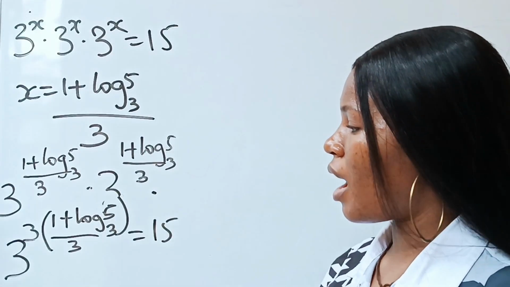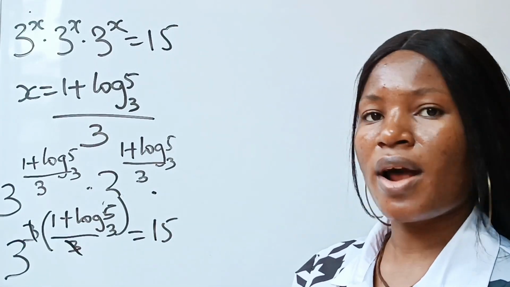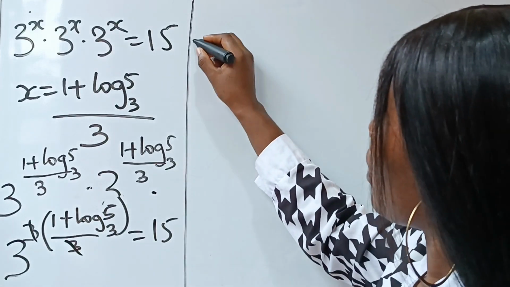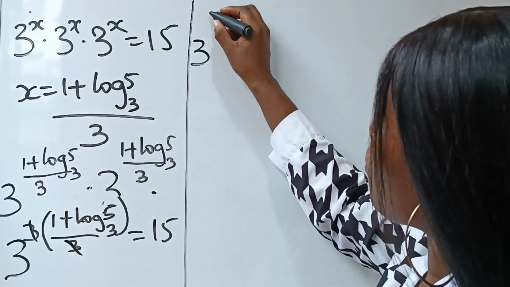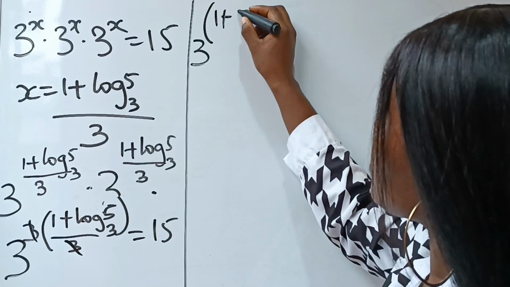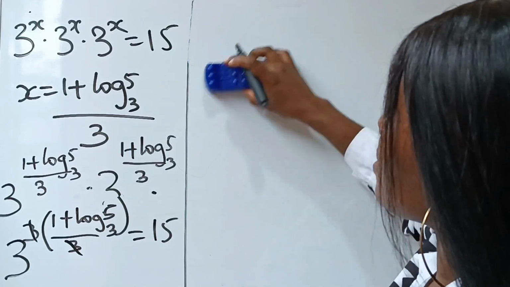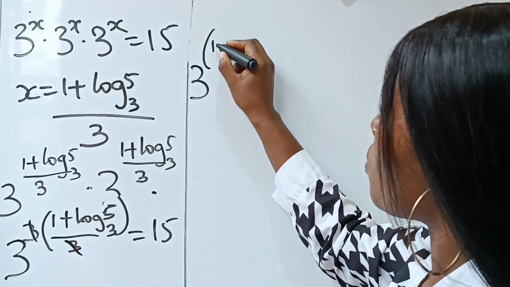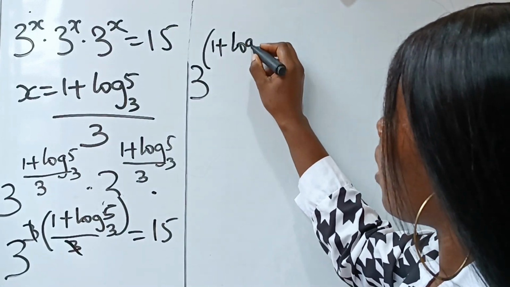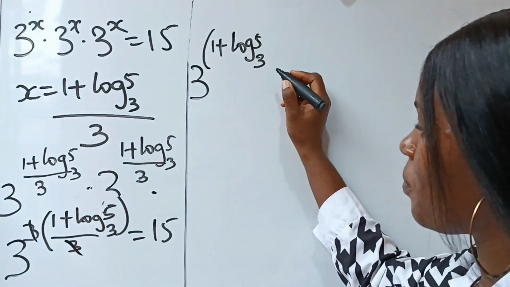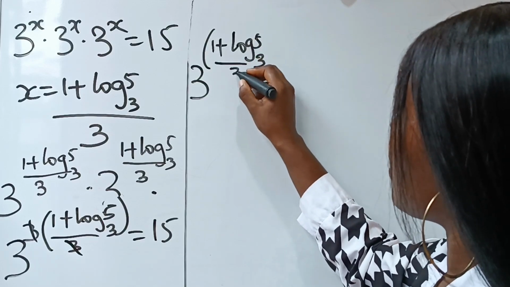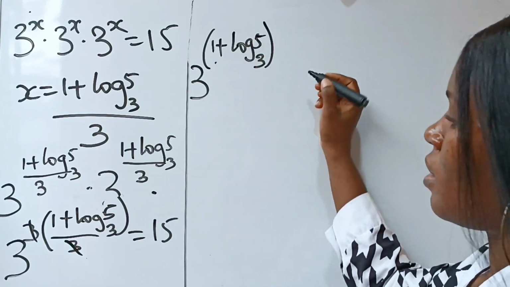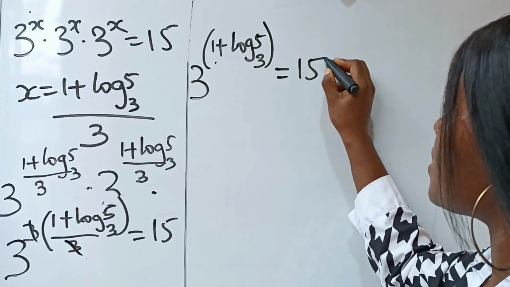Now this 3, we cancel this 3, right? And when that happens, we will have 3 to the power of what? 1 plus, I don't know if you can see that, so let me bring my hand down. So we have 3 to the power of 1 plus log 5 base 3, is equal to 15.